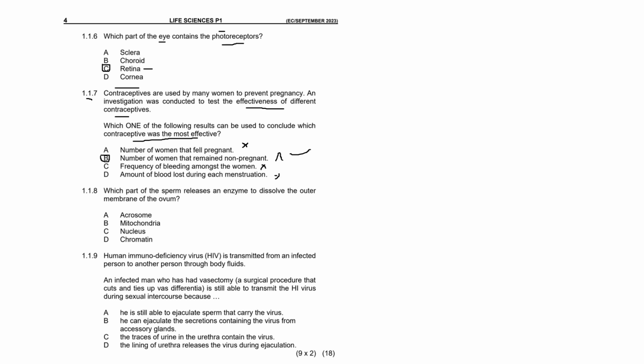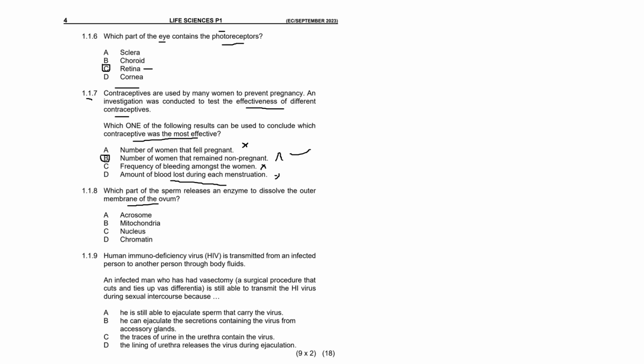That's the answer there. So for the next one: which part of the sperm releases an enzyme to dissolve the outer membrane of the ovum? Remember, after ejaculation, the sperms are going to enter the female body, and then they're going to start moving to where they're going to find the ovum. So remember, for the one sperm to win, it must break the ovum first. Then once it breaks, the other ones who are coming will just fade along the way.